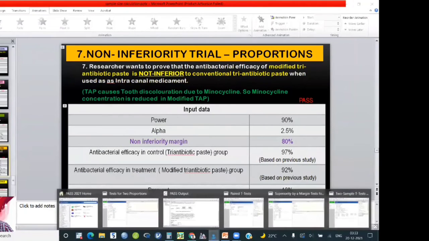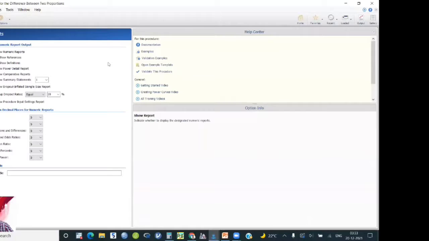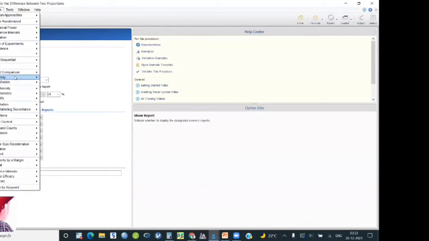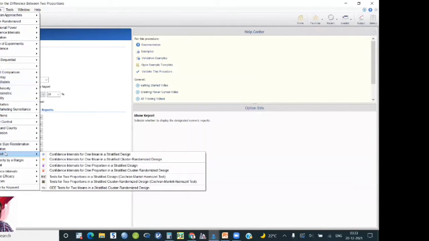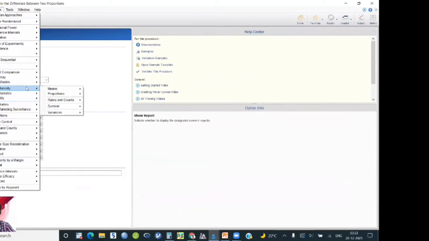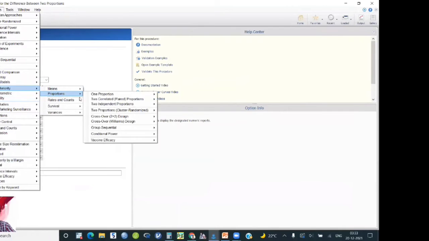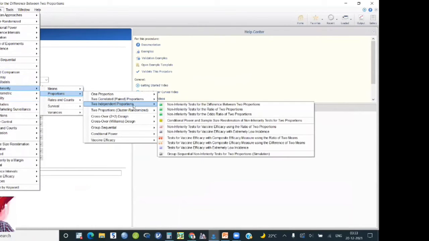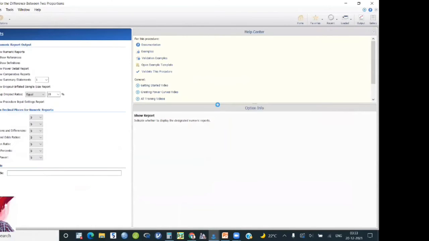Let me calculate for a non-inferiority trial. The reason for focusing on superiority, non-inferiority, and equivalence trials is that the knowledge of these trials is very less among the dental fraternity. So I am giving these examples specifically. A non-inferiority based upon proportions, two independent proportions, test between two proportions.